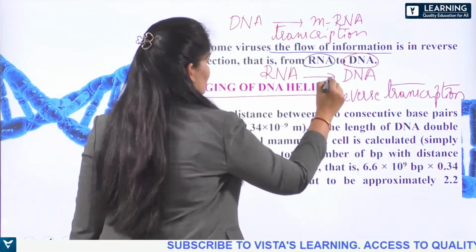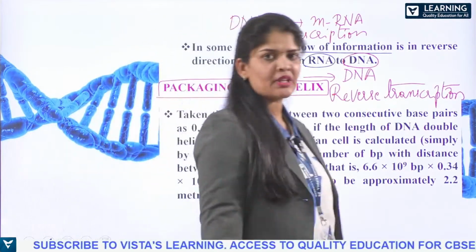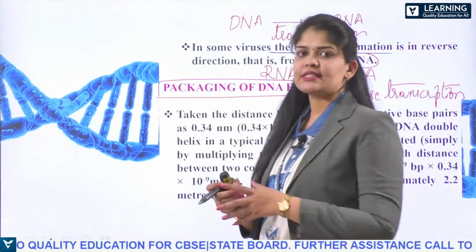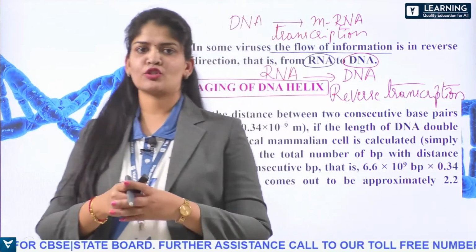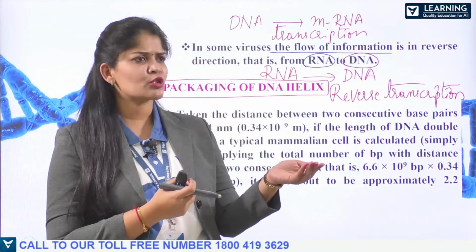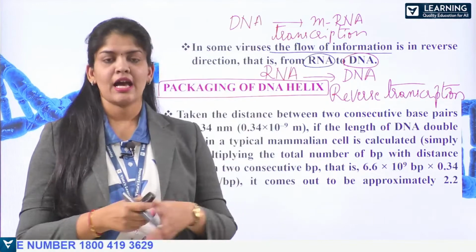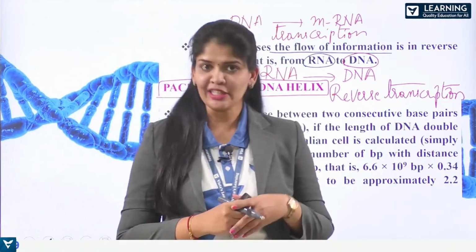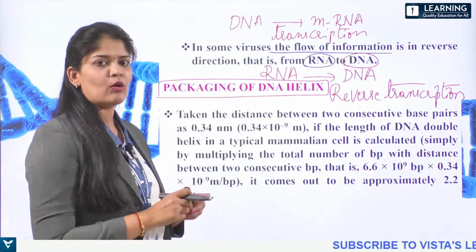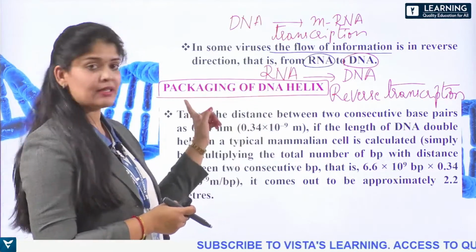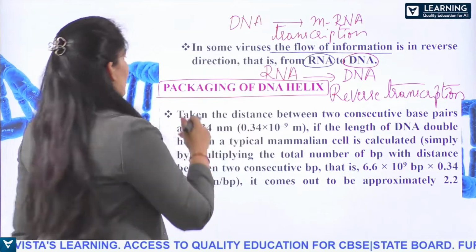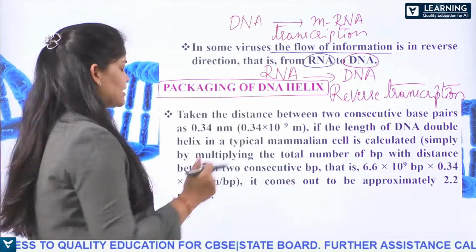So now, let's understand the packaging of the DNA helix. Up to now we understand the double helical structure of the DNA. The stability of the DNA comes from the hydrogen bonds formed between the nitrogen bases, and the backbone is made of sugar-phosphate units, where we find the phosphodiester linkages. This is all fine. Now, what is the need for the DNA to get packed? What is the need for this packaging?